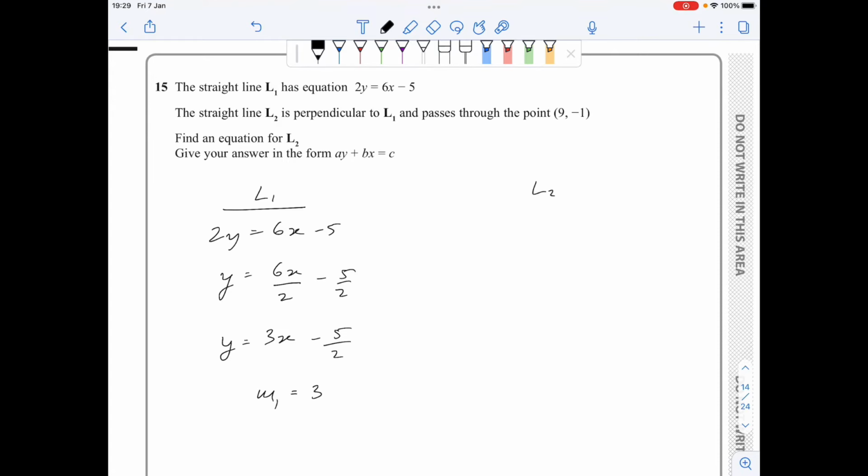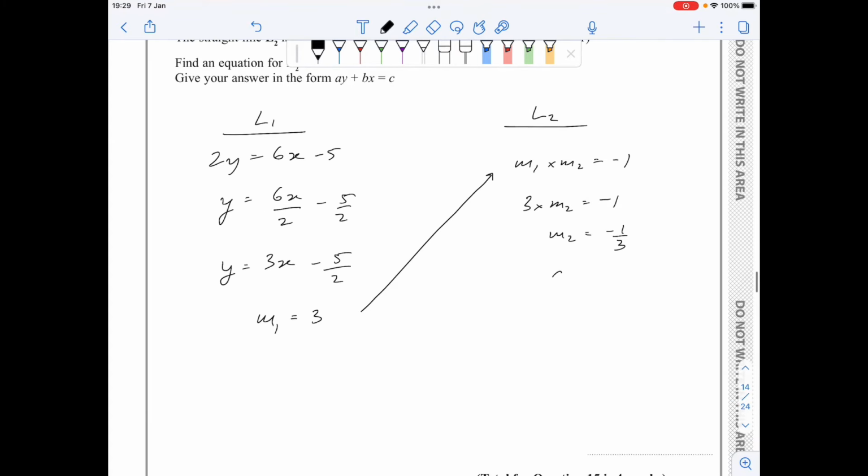Now, line L2 is perpendicular to line L1. So if I multiply the two gradients, I should get minus 1. So 3 times m2 is minus 1, which means m2, the gradient of line 2, is minus 1 over 3. And I also know that this line passes through the point (9, minus 1).